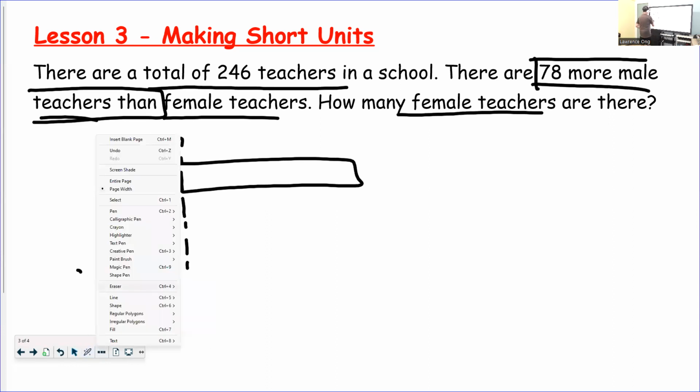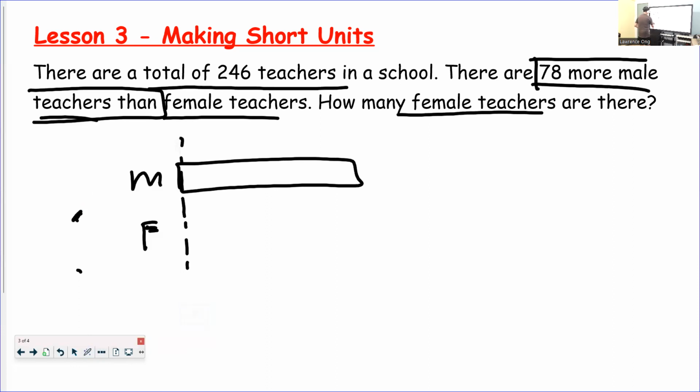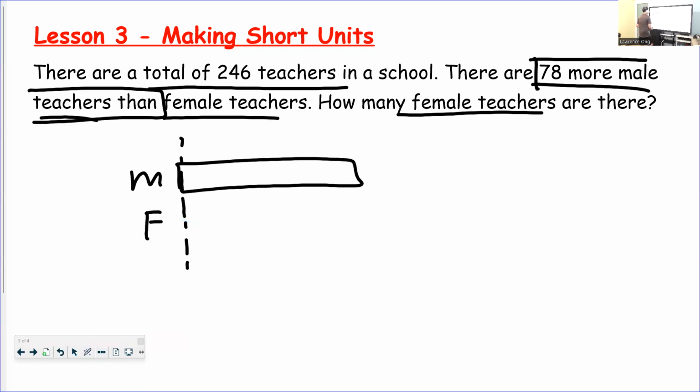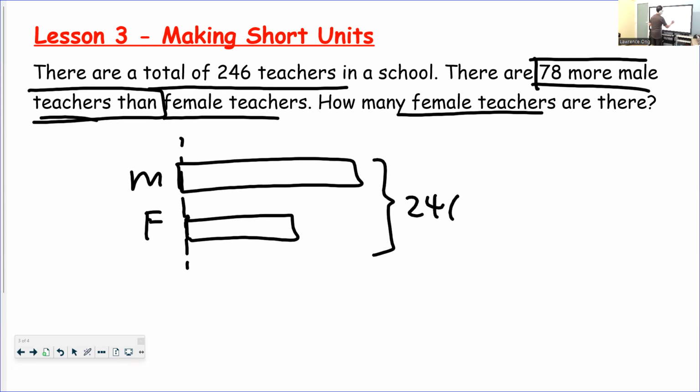All right, let me just erase this, I don't want this, and let me redraw again. So you have a rectangle for the males and for the females, and the female's rectangle will be shorter, like this. And where do you put the total? The total is at the side. There's an arrow indicator, like a bow and arrow indicator, and that's important because it tells you from where to where represents what. You can see that the arrow indicator is at the side, and that represents the total, which is 246.